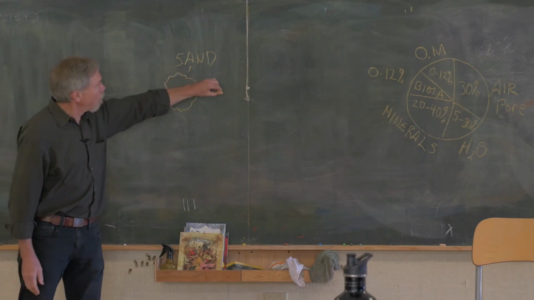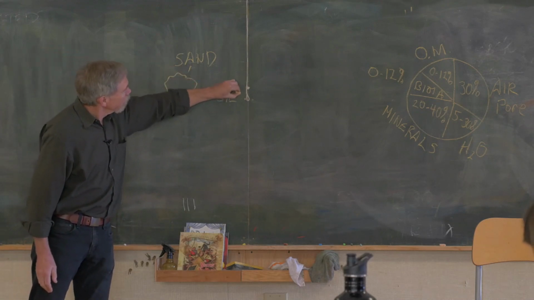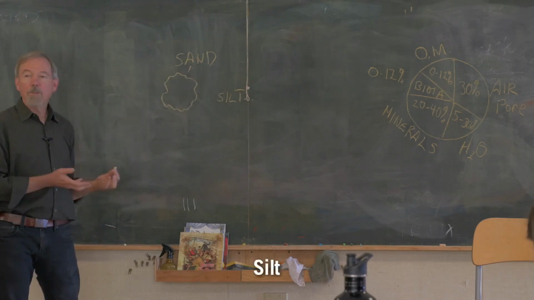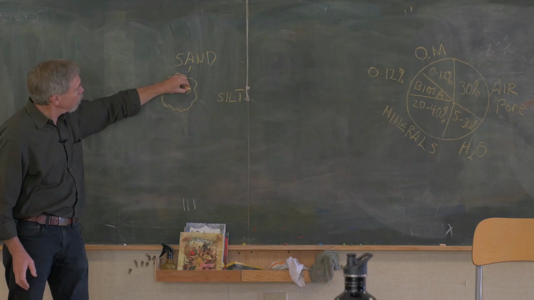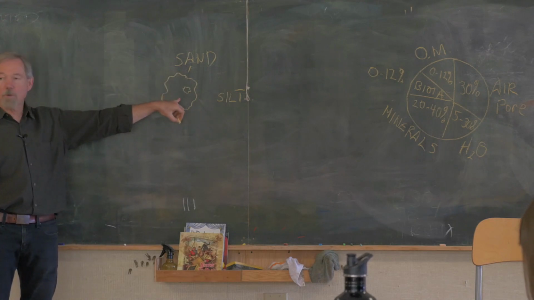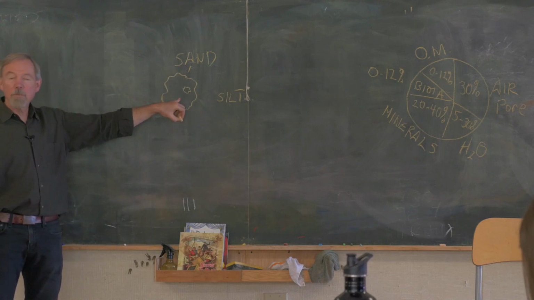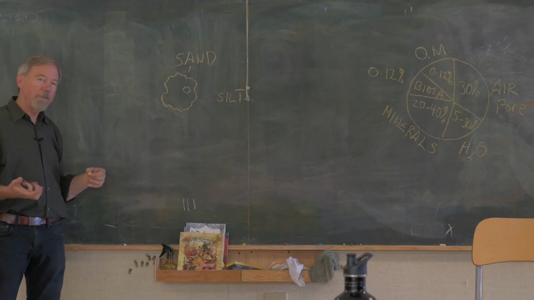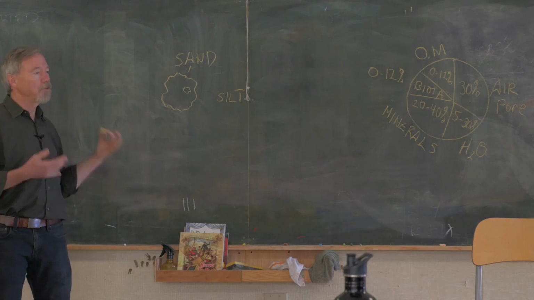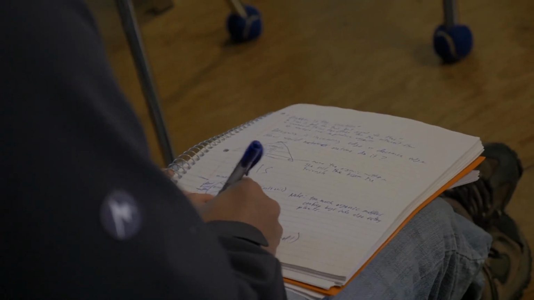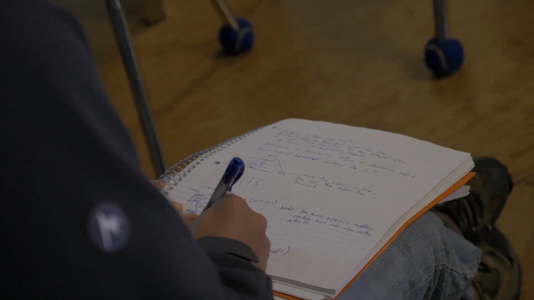Then the next category is silt. And silt is rock that's been broken up a little bit finer for one reason or another. And so here is a grain of silt in comparison to a grain of sand. It's about 10% the size of sand. We all know roughly how big sand is. I think we've all got a feel for that. Silt is just rock that's been ground up to smaller pieces, like that big.